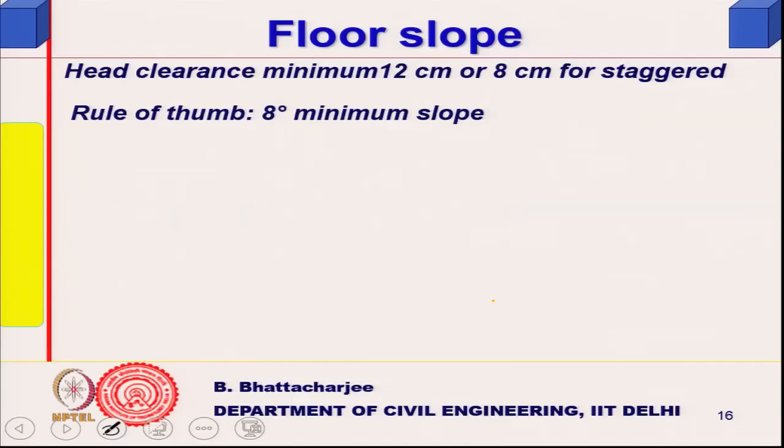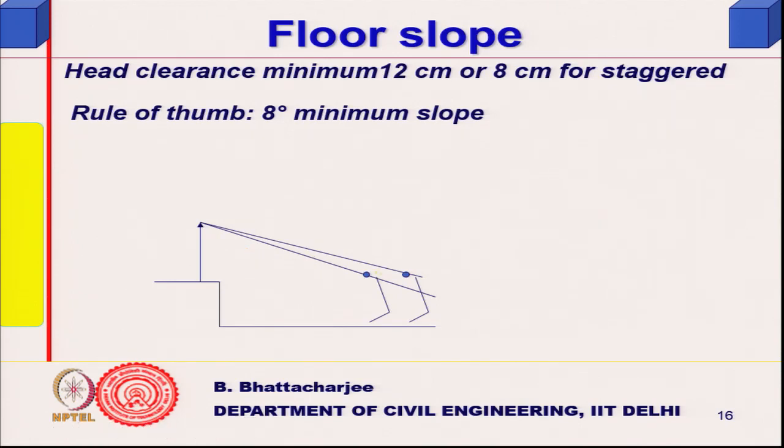Floor shape is an important issue, and this diagram will make it clear. Supposing this is my source height and this is my source, and these are receivers. The ray from the source passing over the head of the front seat and the ray passing over the head of the next rear seat, I need sufficient gap between these two, otherwise I will see only the back side of the head. The angle reduces as I go far away. This is called head clearance.